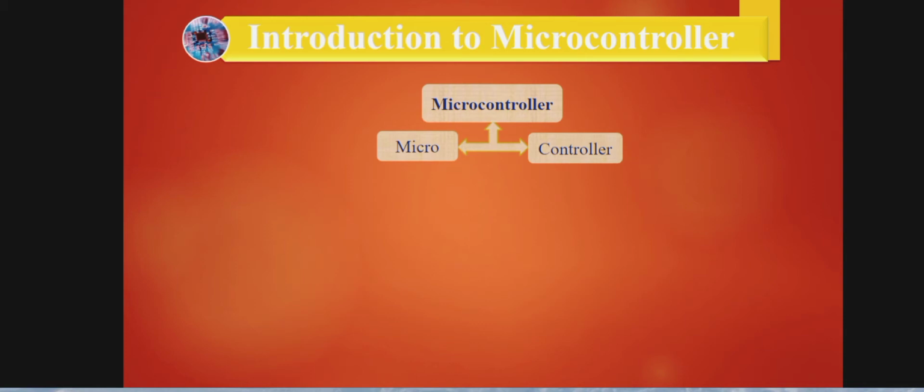Microcontroller is a combination of two words, micro and controller. Micro means small in size and it is a measurement unit. Controller means a device which controls the operations of a particular system. Combining both words, we can say it is a small device which controls all the operations of a particular system. Or we can say it is a microprocessor in which all peripheral devices are integrated.